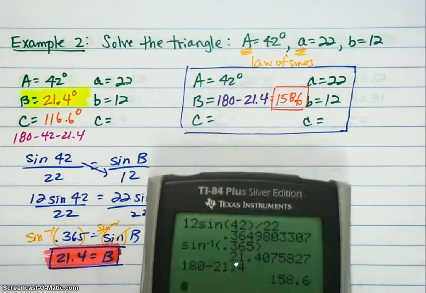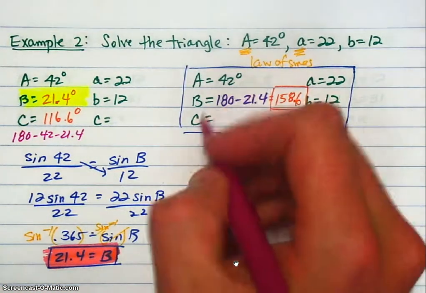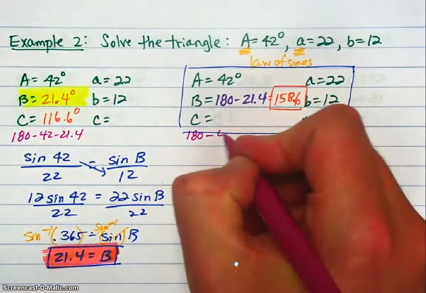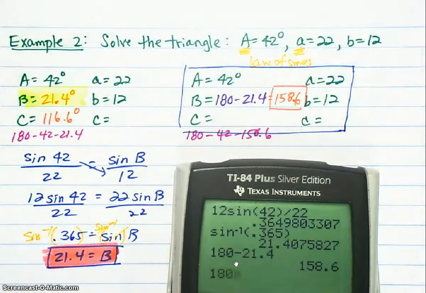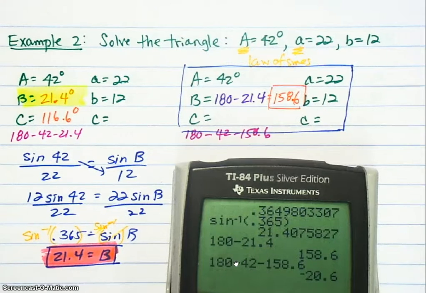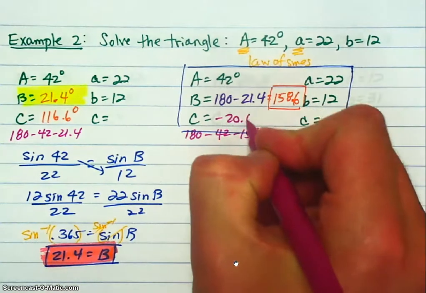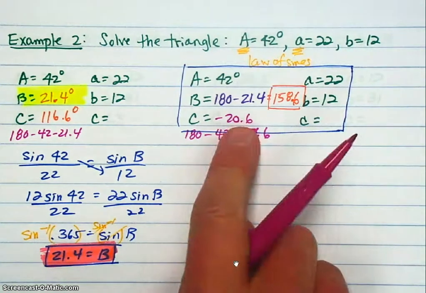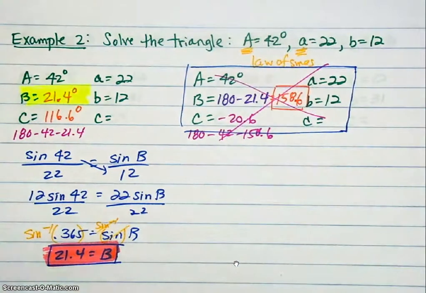So now, to find c, we would do the same exact thing. We would take our 180, and we would subtract 42 and 158.6. That's what we would do here. So 180 minus 42 minus 158.6. And when we do that, we get negative 20.6. Well, you can't have a negative angle measure. So since that came out to be not true, what that means is there is no second triangle. So all we have to do is finish solving for the first triangle here.